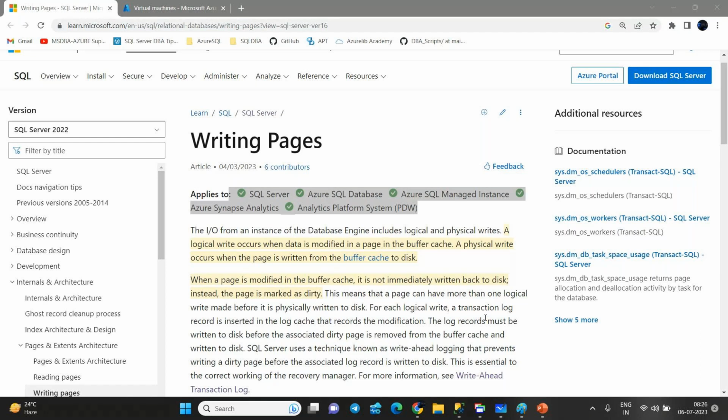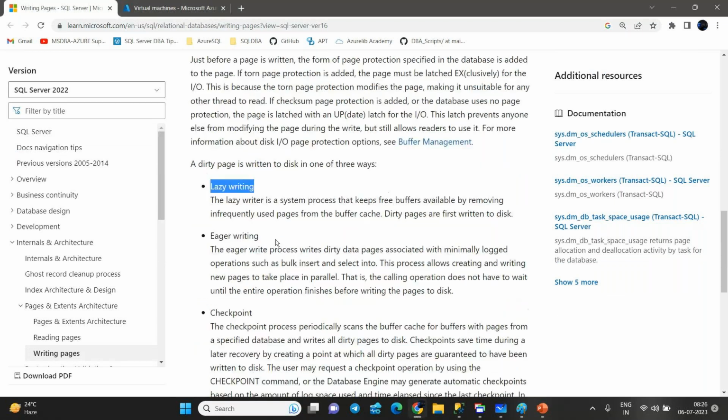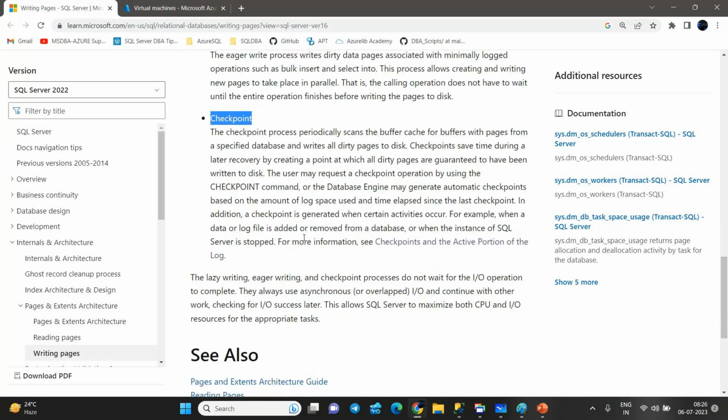So let's start. As part of writing the pages, we must know all the concepts. Microsoft clearly says there is a concept called lazy writer, a concept called eager writer, a concept called checkpoint, and two more concepts called clean page and WAL. All these concepts come into play whenever you are writing, and they are a little bit more important. So today we are going to cover them.